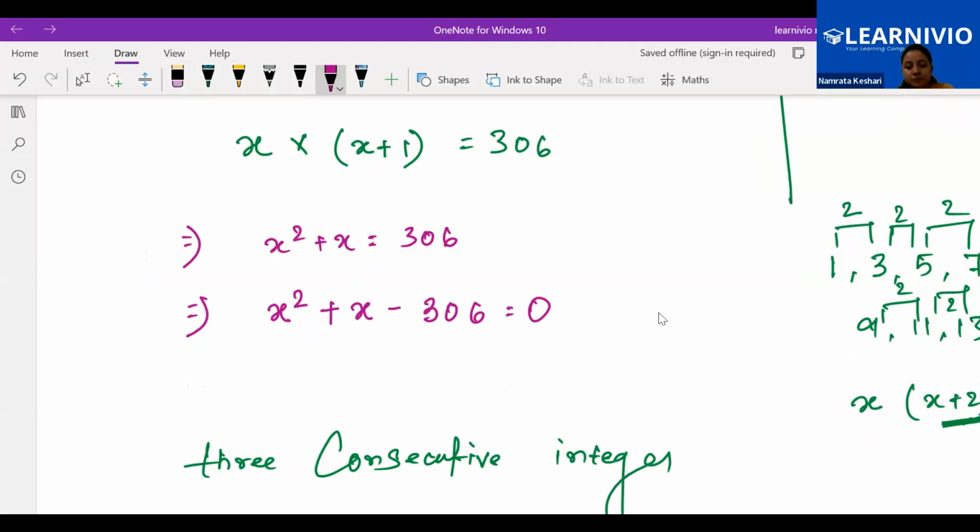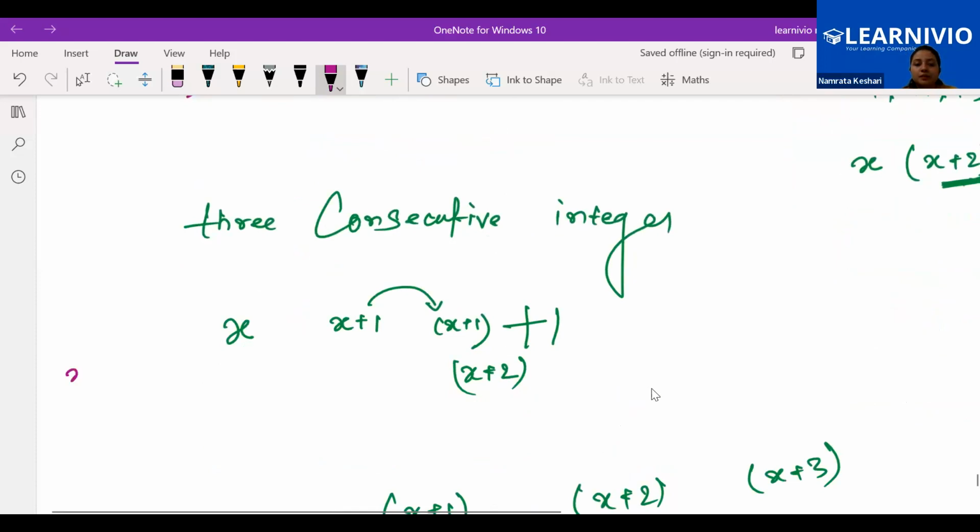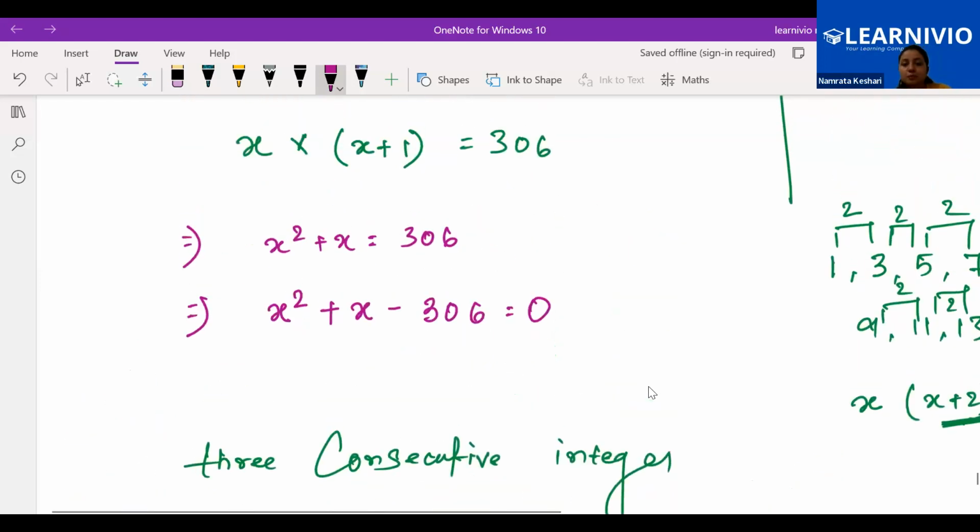Ma'am, I'm getting x is equal to minus 18 and x is equal to 17. Okay, so Harshit is getting 17. But it can be negative, so x will be 18 and x will be 17. Okay, plus 18 and plus 17 you are saying, Harshit? Yes, ma'am. Okay. This is Harshit's response. Rest of the students, do try this one and let me know what you are getting.